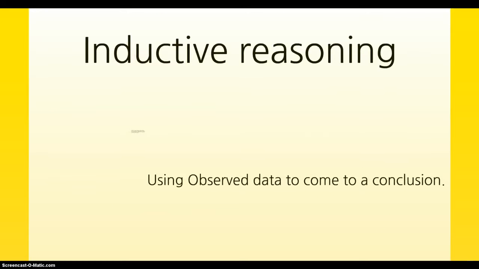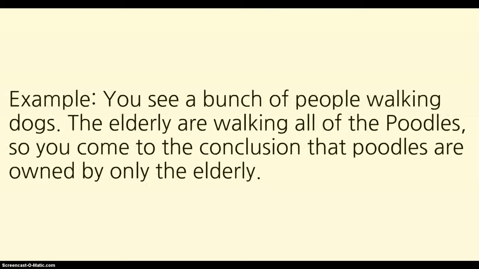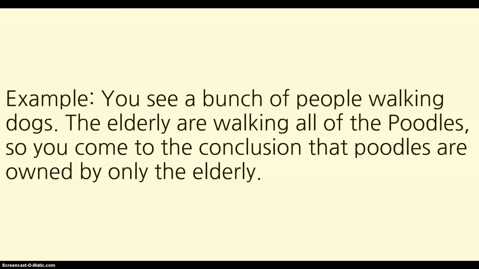The second type is inductive reasoning. Inductive reasoning is using observed data to come up with a conclusion. An example would be if you see a bunch of people walking dogs, and the elderly are the only ones walking poodles, you would come up with the conclusion that poodles are owned exclusively by the elderly and no one else.